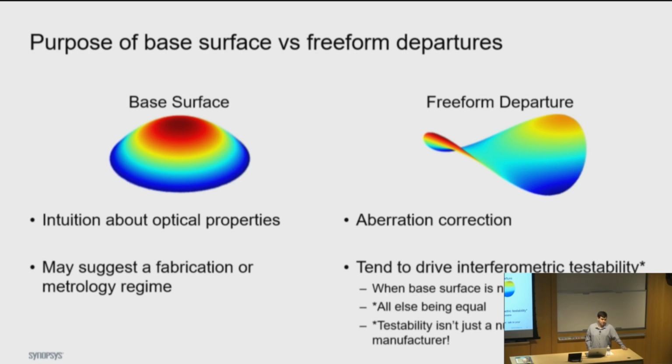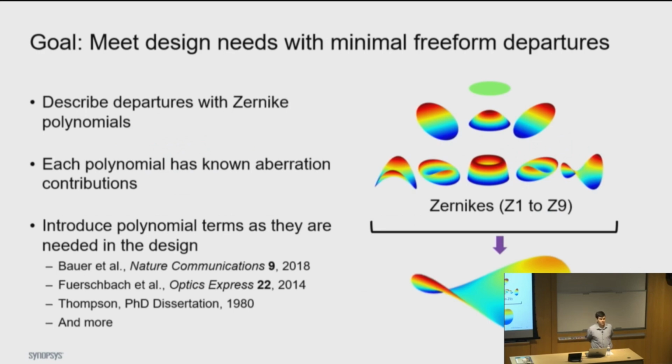And I definitely don't want to say that this is the only thing that matters, because as people who have to actually do the testing of these surfaces will tell you, it's a lot more complicated than just one number. But even so, separating it out into base surface and freeform departure can be useful because, all else being equal, bigger departures may be harder to test. And so our goal is to try not to go too crazy with the freeforms. And that's pretty much exactly what our goal is going to be today. We want to achieve our design goals, so achieve suitable optical performance, while using minimal freeform departures.